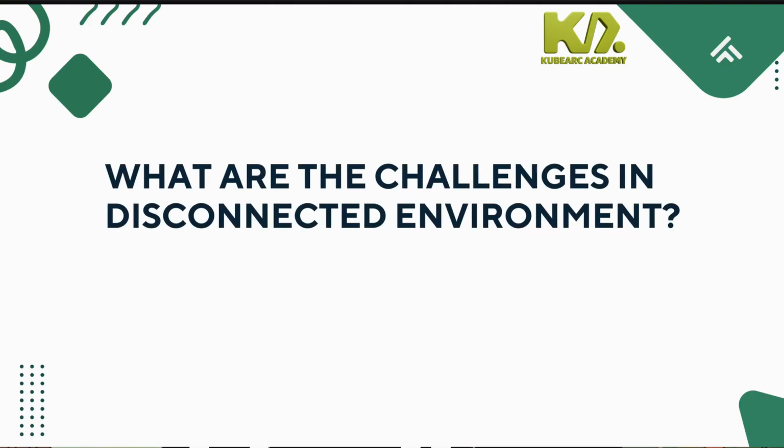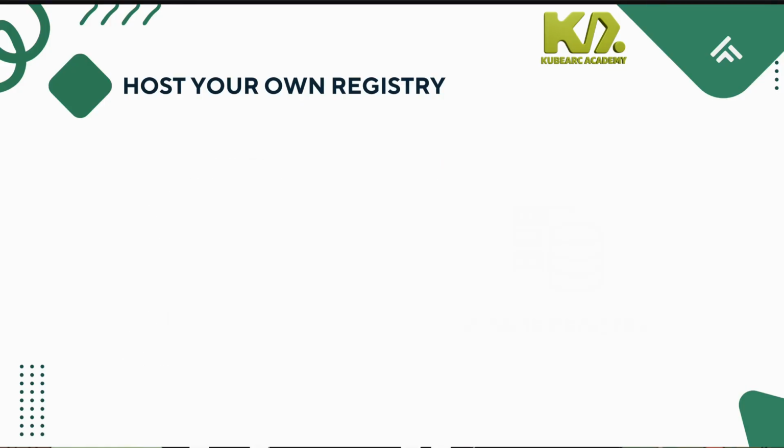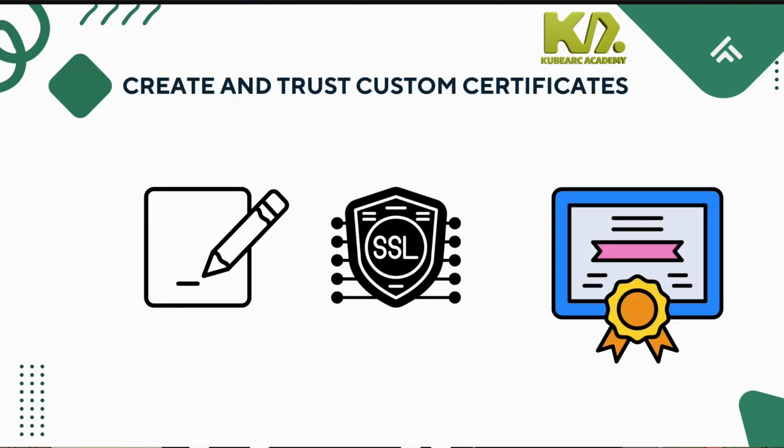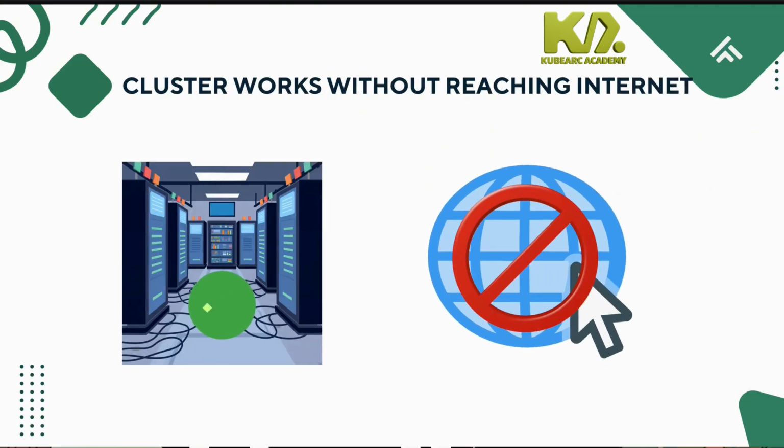Now let's take a look at the challenges of a disconnected environment. You need to mirror container images manually with oc-mirror. You have to host your own registry, either on top of OpenShift or outside of OpenShift. You can use Quay, JFrog, Sonatype Nexus, and many more. Create and trust custom certificates for the OpenShift registry and make sure the cluster works without even reaching out to Red Hat or the internet.